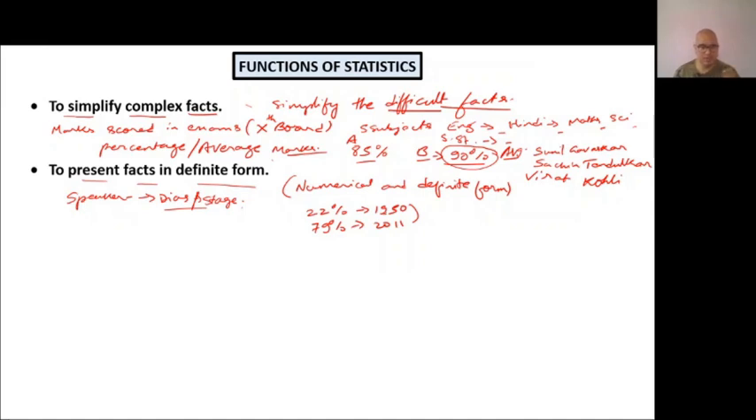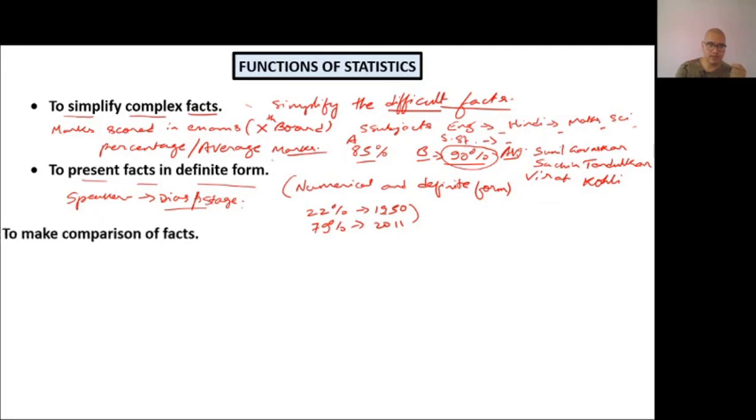So statistics gives us those facts. With those facts we can easily compare, or we can easily draw a conclusion. Like if we say that this student is more brilliant than that one, we have to prove it. So how will we prove it? We will prove it by taking tests, and depending on the marks they have scored, we will show that this student is performing better than the second student. So this is how statistics plays an important role in presenting facts in a definite form, that is in a numerical form, with concrete, definite data.